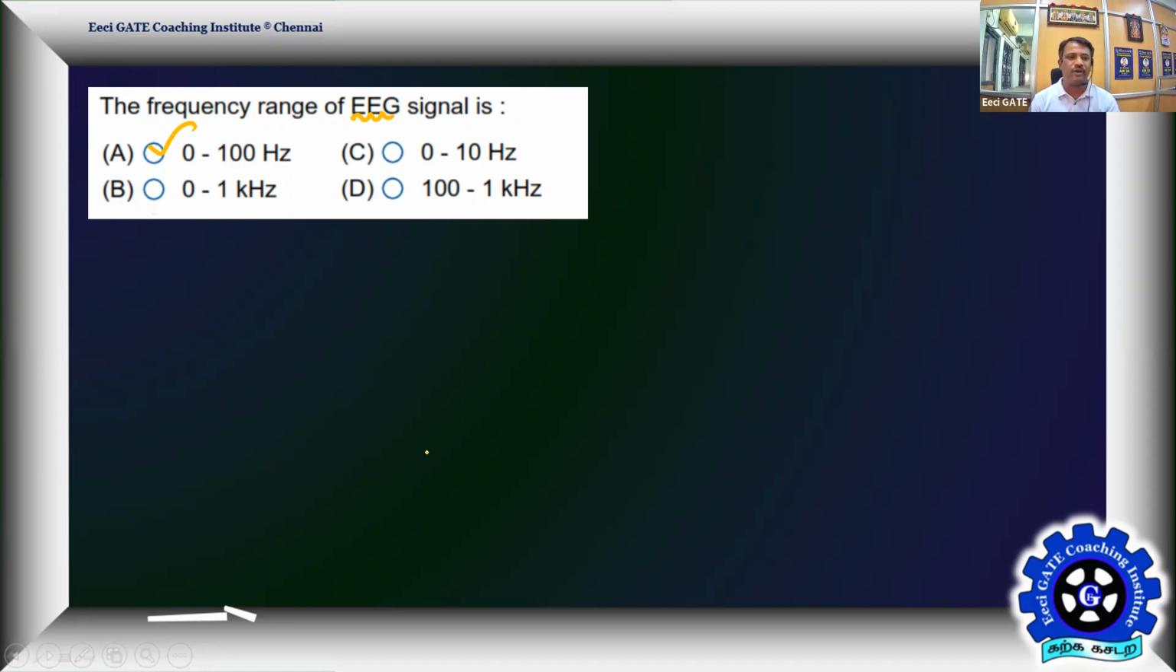I'm not talking about the EEG signal types. There are multiple, like alpha, beta, gamma. There are ranges of EEG signal. You can just Google and you will be aware of those things. Just search for the frequency range of the brain signal. You just check what EEG stands for.